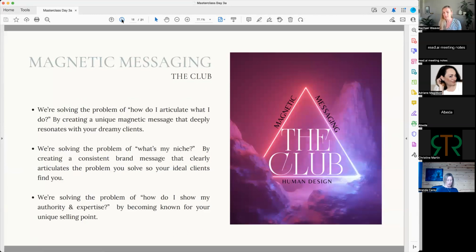They come to us. And we're solving the problem of how do I show my authority and expertise, because we're structuring everything around a unique selling point. That's your expertise. That's how you create authority. Even if you have a small audience, even if you don't have anyone following you or an email list or anything like that, you create that authority through your unique selling point.